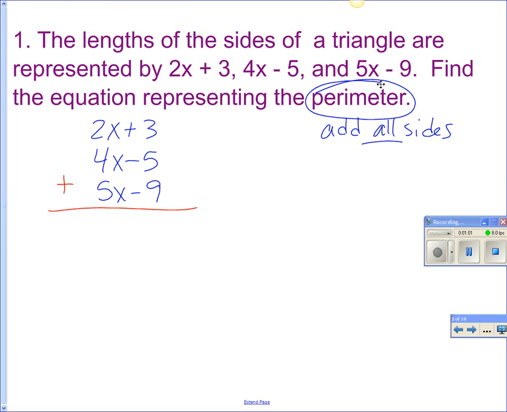Okay? All right, so when I add this up, I add my x's together. So 2x, 4x, and 5x is 11x. Let's just do 3 and negative 5 first. What's 3 plus negative 5? Negative 2. And what's negative 2 and negative 9? Negative 11. So that's the answer to number 1. Any questions on number 1?